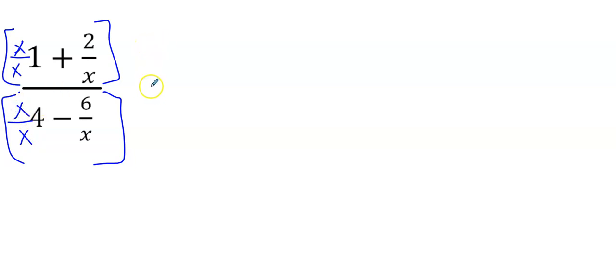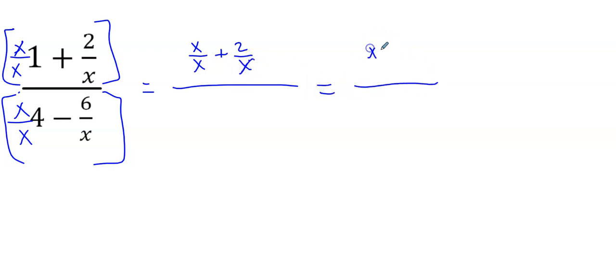So if I do this, I'm just going to go a step at a time. So in the numerator, it's going to be x over x plus 2 over x. That's going to add together. That's going to be x plus 2 quantity over x. And the denominator is going to be 4x over x minus, sorry, that's a minus there, minus 6 over x. So that's going to be 4x minus 6 over x.